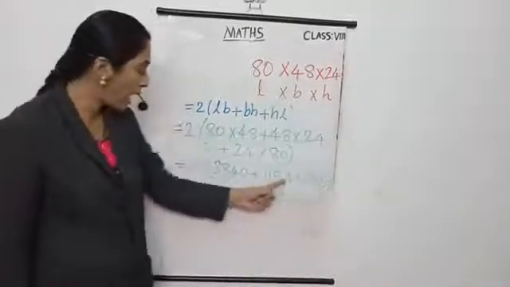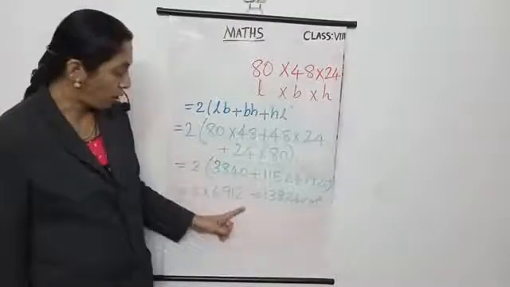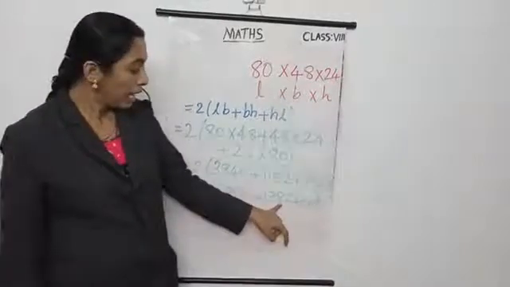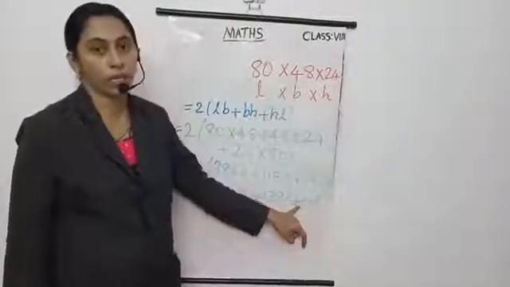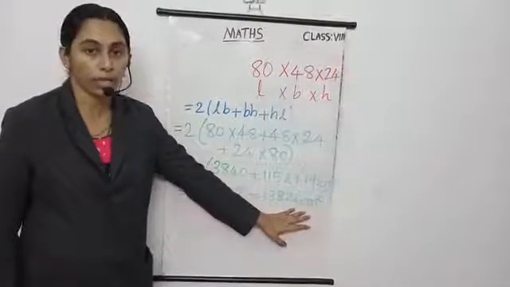Then adding this we get 6,912. So 2 into this number we get 13,824 centimeter square. So this is the total surface area of the suitcase.